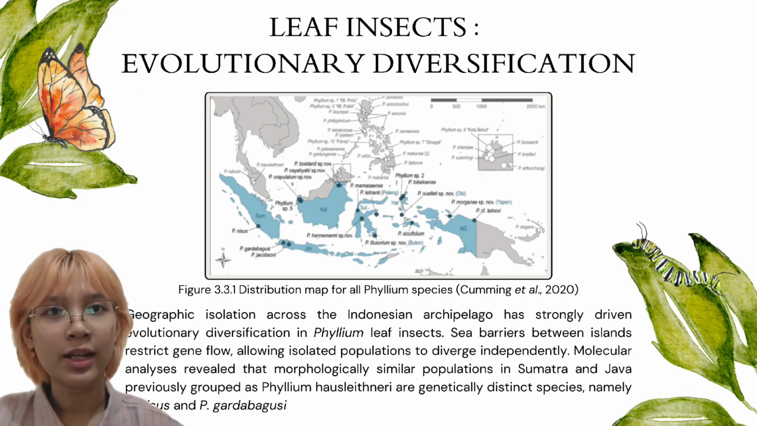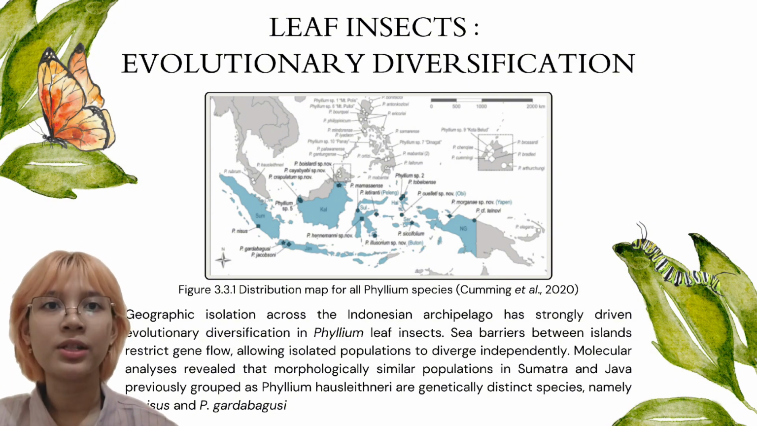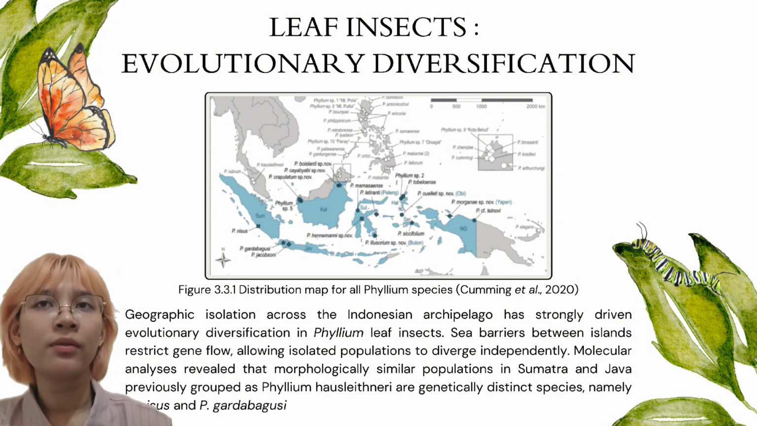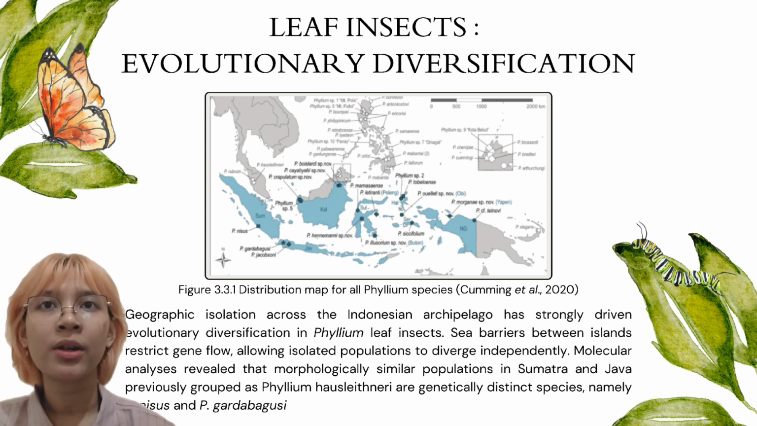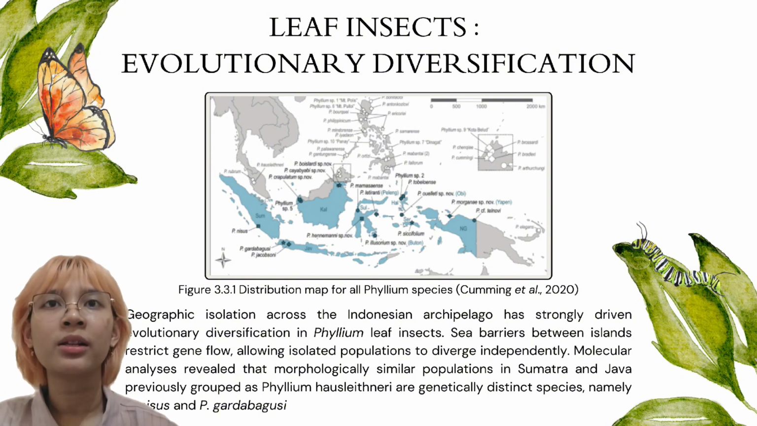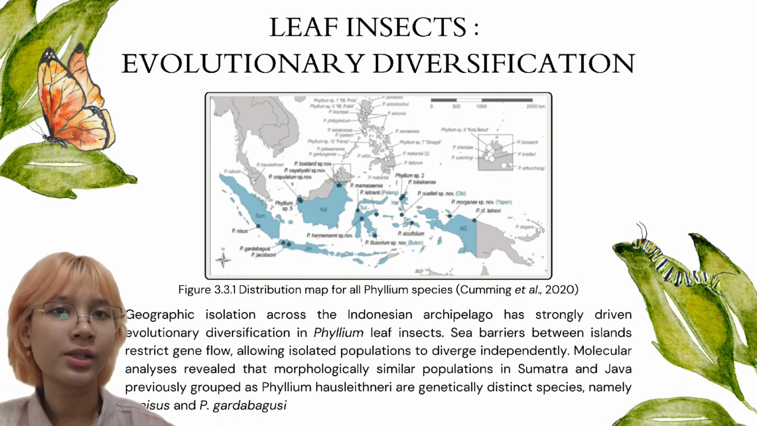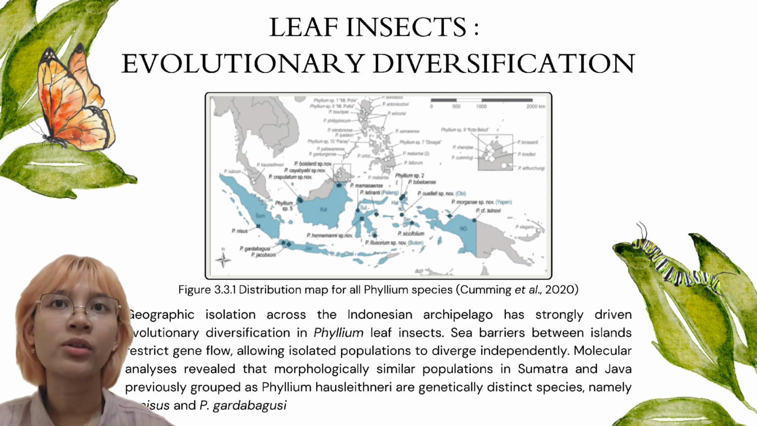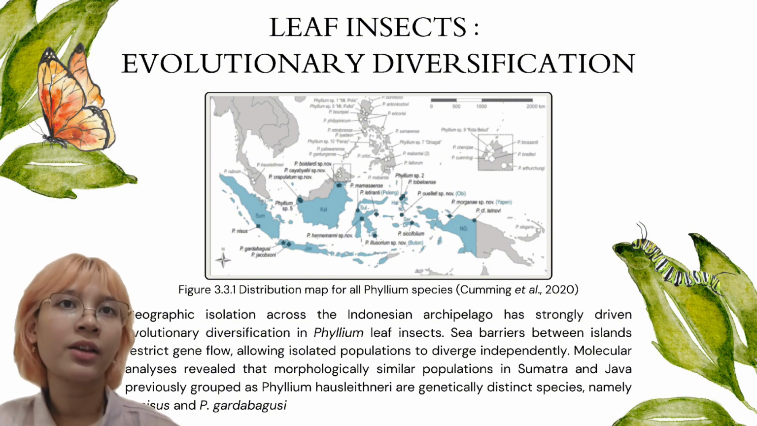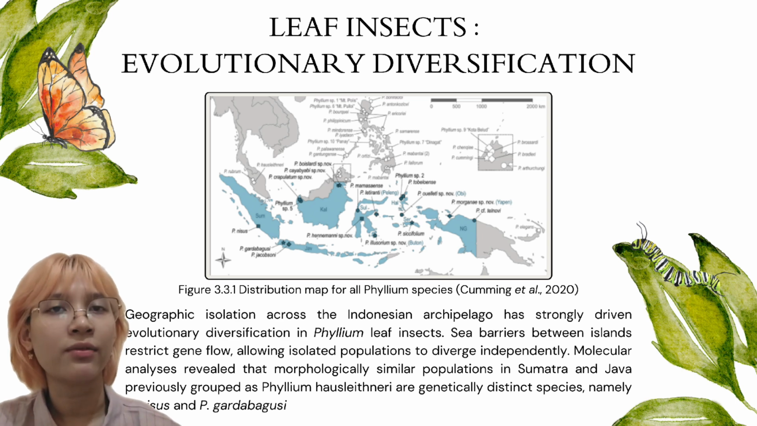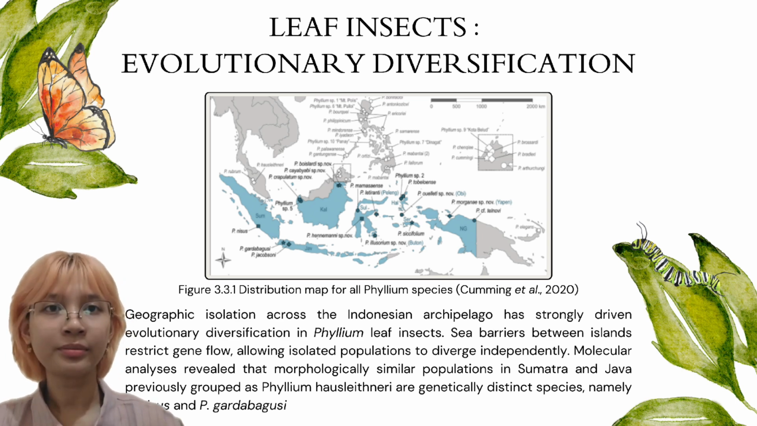Okay, next I'm going to be explaining the next point about morphological diversification according to geographic isolation. Geographic isolation across the Indonesian archipelago has strongly driven evolutionary diversification in Phyllium leaf insects. Sea barriers between islands restrict gene flow, allowing isolated populations to diverge independently. Molecular analysis revealed that morphologically similar populations in Sumatra and Java, previously grouped as Phyllium hausleitneri, are genetically distinct species, namely Phyllium nisus and Phyllium gardabagusi. This pattern is reinforced by broader phylogenetic evidence showing island-specific lineages across Kalimantan, Sulawesi, Buton, and Yapen, indicating repeated diversification events shaped by Indonesia's fragmented geography.